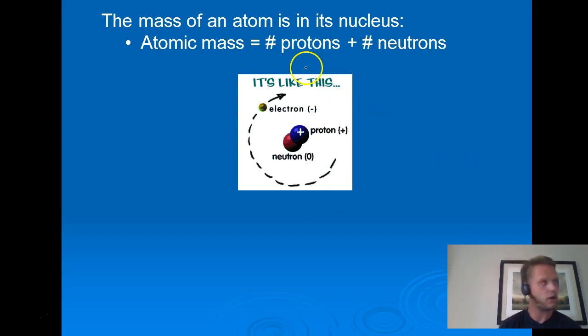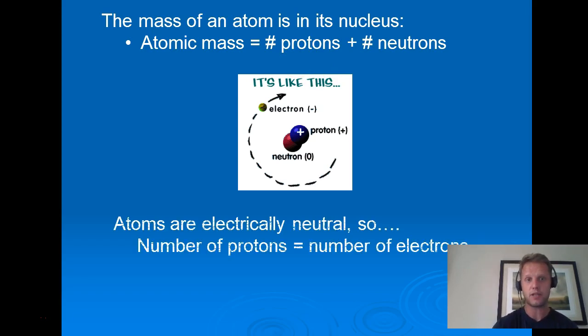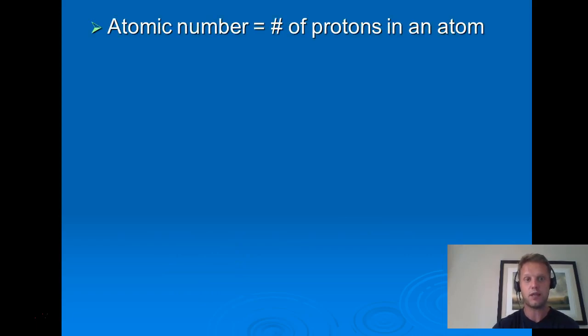So to find the mass, what we have to do is add the protons plus the neutrons because they contain all the mass. So if I got 2 protons and 2 neutrons, how much do I weigh? The answer is 4. Just add them together. Atoms are electrically neutral, so the number of protons equals the number of electrons. So if you got 4 positive protons, you will have 4 negative electrons. So we got to remember those 2 things.